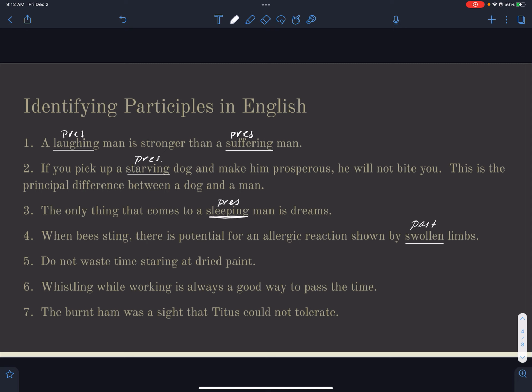Number five, do not waste time staring at dried paint. Ooh, this is a tricky one.